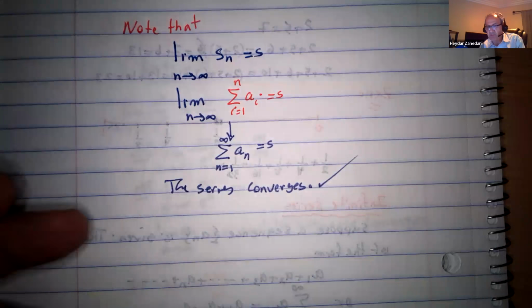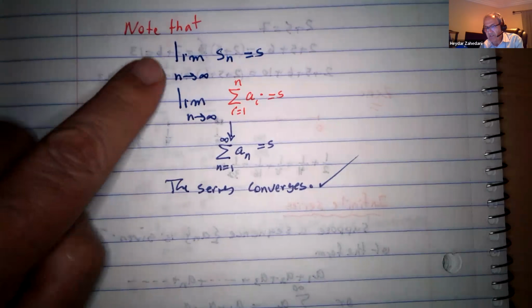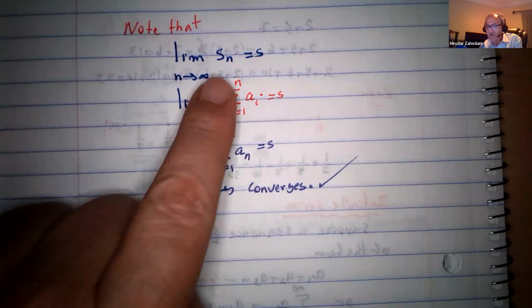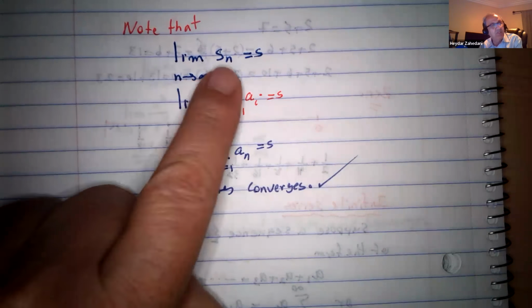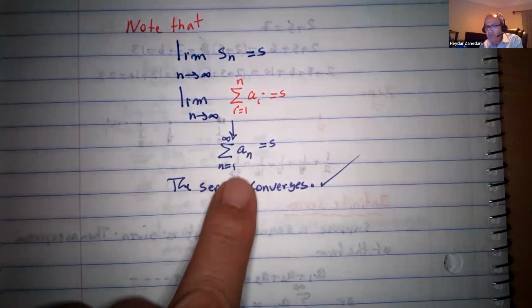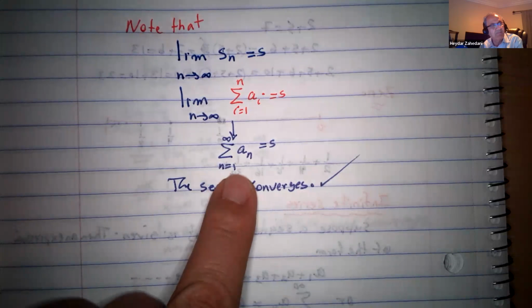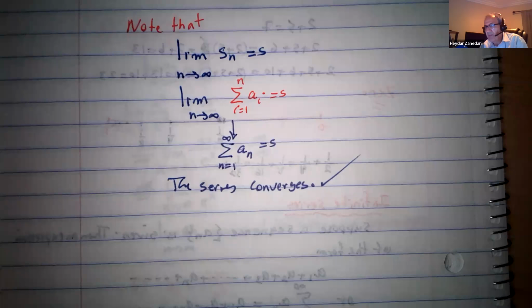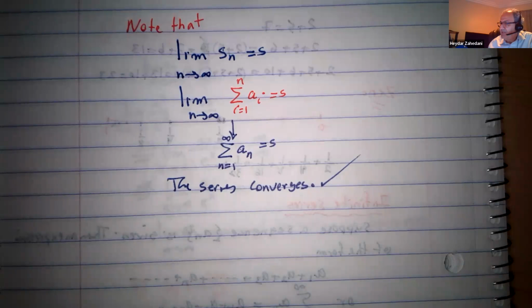I give you a sequence. Form the Sn. Find the limit of the Sn as n goes to infinity, call it S. If you can get S, you go back and say, oh, this is the sum of the series. Now, how are we going to do it? It's not easy. There are a couple of cases where it's going to be possible.